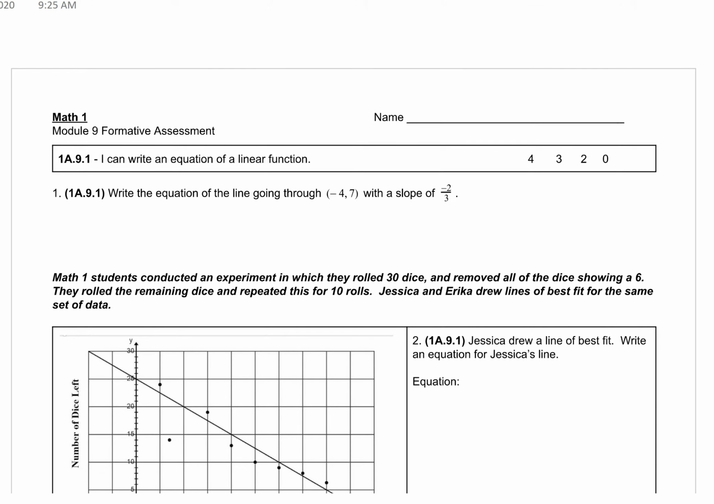Hi, Math 1 students. We're going to be going over the Mod 9 formative assessment, and we're breaking this up into several videos, a handful of videos here, going really by our topics, our proficiencies. 1A, 9.1, you could see, is writing the equation of a line.